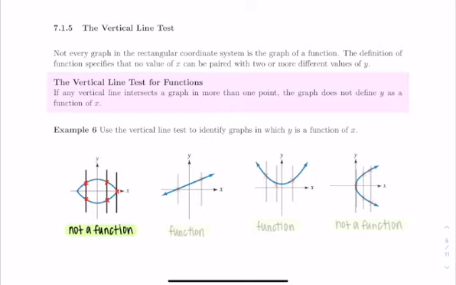Let's go ahead and try the next one. If I were to draw a vertical line on this graph, anywhere, you'll see that I only ever hit 1 point. So because I only hit 1 point, this is a function.